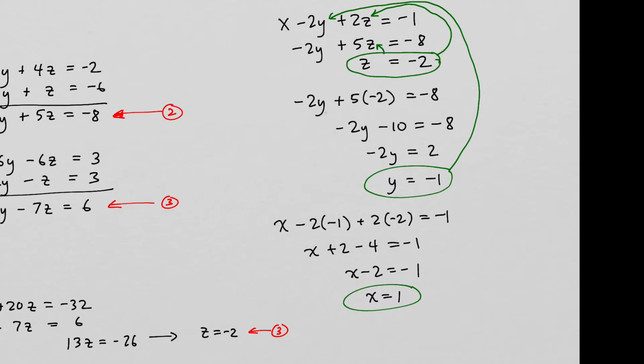And so our solution here, once again, is the ordered triple x, y, z. And that solution is x equals 1, y equals negative 1, and z equals negative 2. So you'll notice that the process is pretty arduous, right? It's a long process, it's a tedious process, but you just have to move slowly and you have to be very careful not to make simple mistakes.